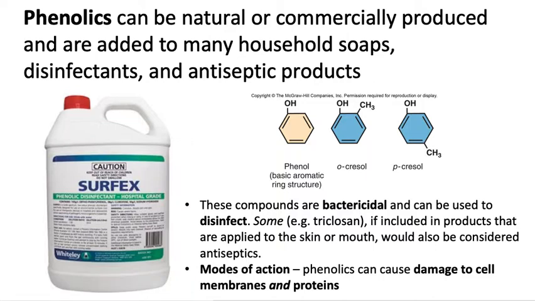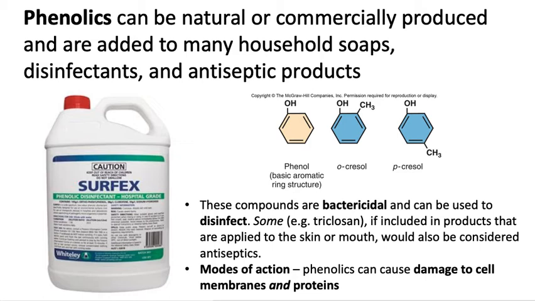And then phenolics are also used to disinfect. Phenol is this ringed structure right here with an OH or hydroxyl group attached to it. Anything that has a similar structure to that is called a phenolic. Some are natural, some are commercially produced, but they are added to a lot of household and hospital disinfectants. And some can be used as antiseptics.